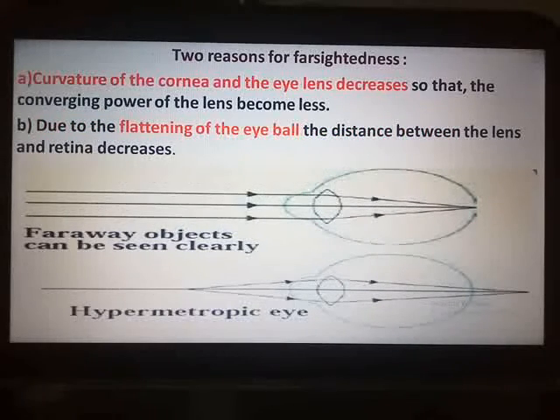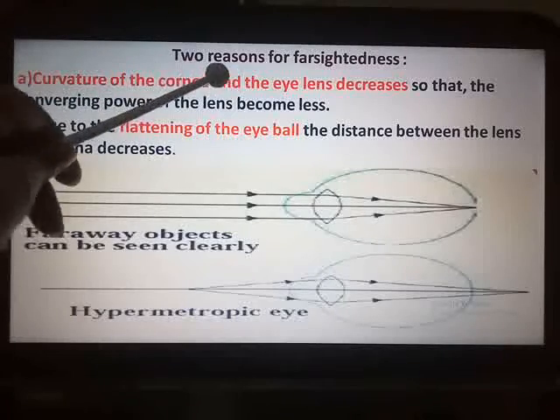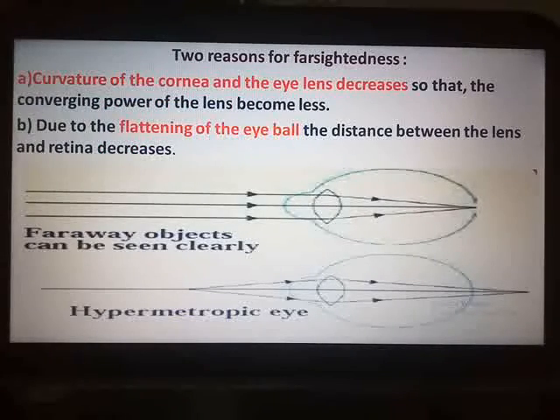The next is reasons. We have studied the reasons for myopia. Now the reasons for farsightedness. In that case, the curvature of the cornea and the eye lens was increasing. Here, in the case of hypermetropia, it decreases so that the converging power of the lens becomes less. There, the converging power of the lens remains large. So when you are studying about the defects, you have to study in comparison. Then the learning part will be easier for you.